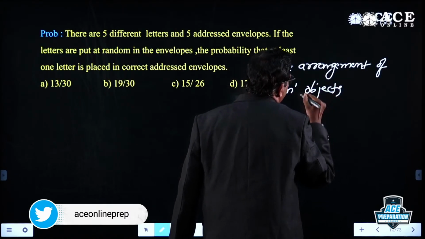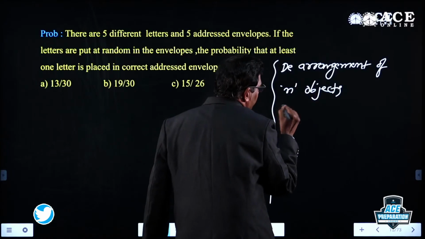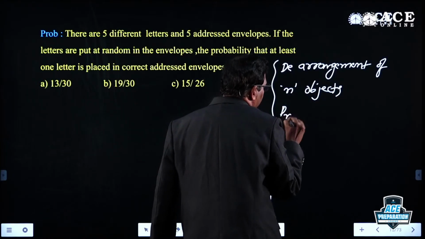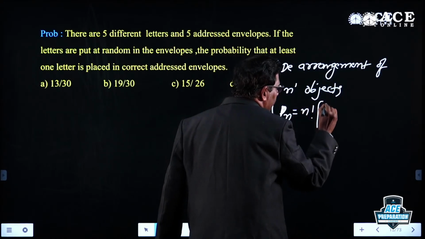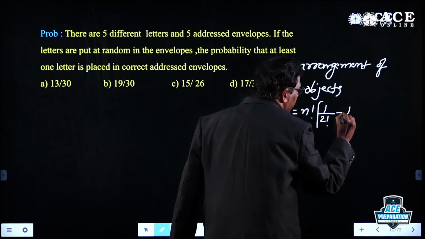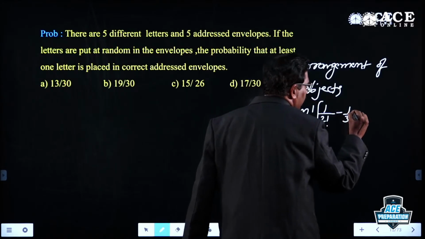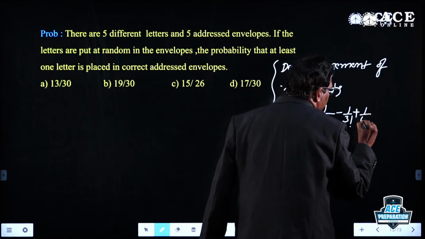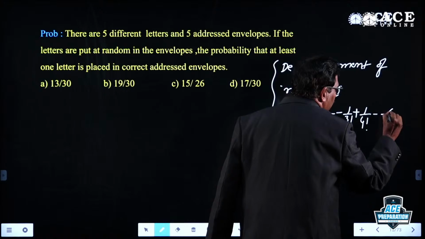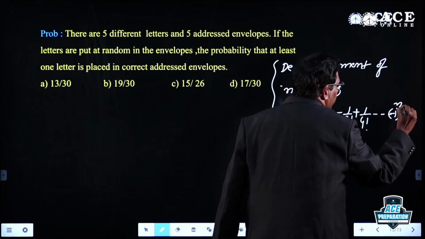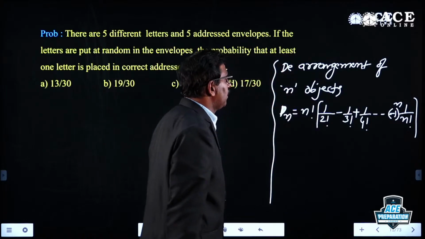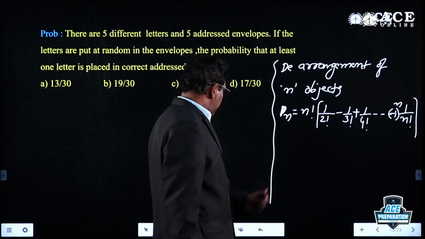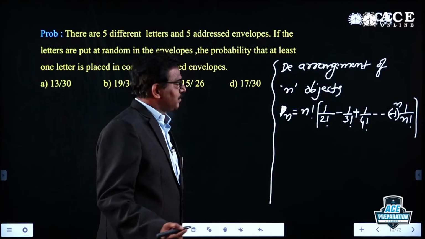Dearrangement of n objects is nothing but Dn. Dn is equal to n factorial into 1 by 2 factorial minus 1 by 3 factorial plus 1 by 4 factorial minus and so on, minus 1 whole power n into 1 by n factorial. This is the formula for the dearrangement of n objects.